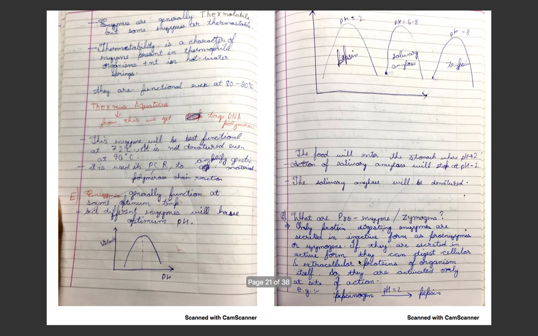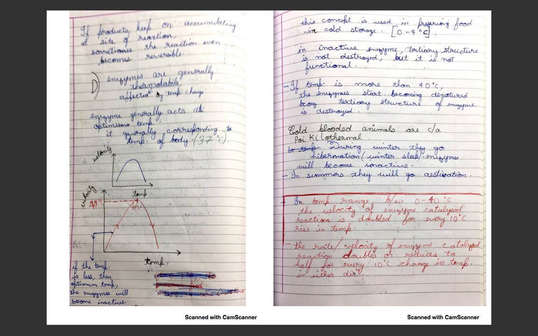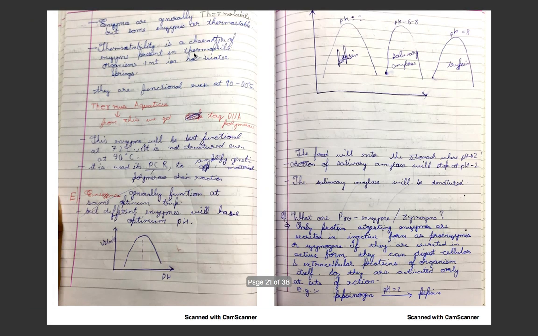Next, enzymes are generally thermolabile, as already written here. But some enzymes are thermostable. Here it is a very important thing again. Thermostability is a character of enzymes present in thermophilic organisms, that is temperature-loving organisms present in hot water springs. They are functional even at 80 to 90 degrees Celsius.